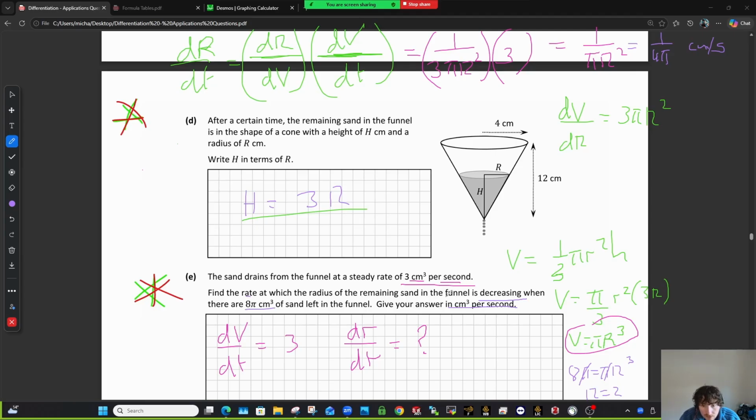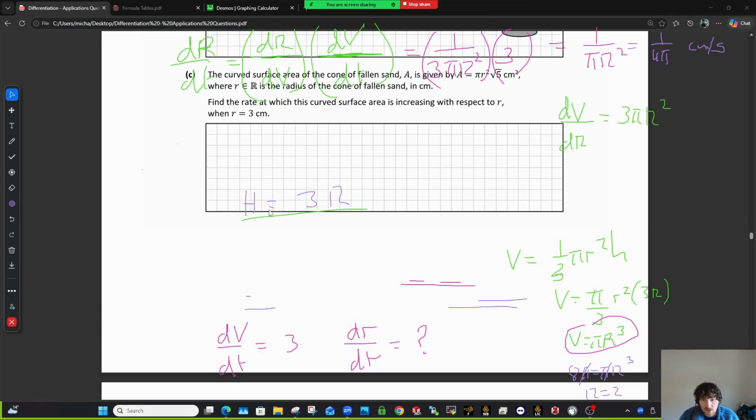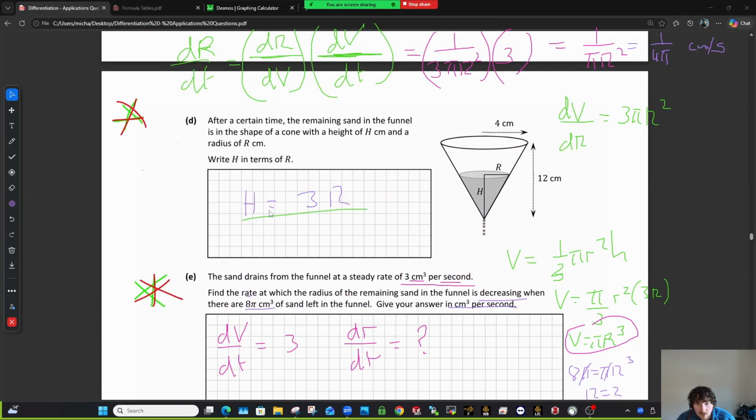Find the rate at which the radius is decreasing. Oh, is this a mock? I'll be very surprised if that's a state exam. So it's a deferred thing. So I'm reading this here. I wonder, is it a mistake?